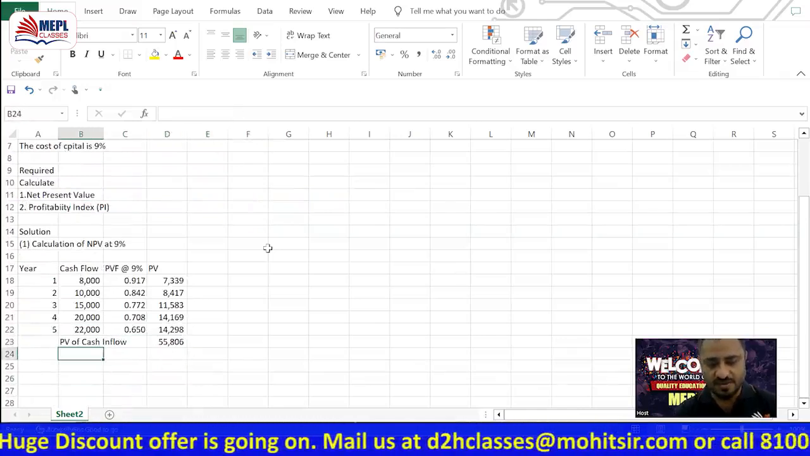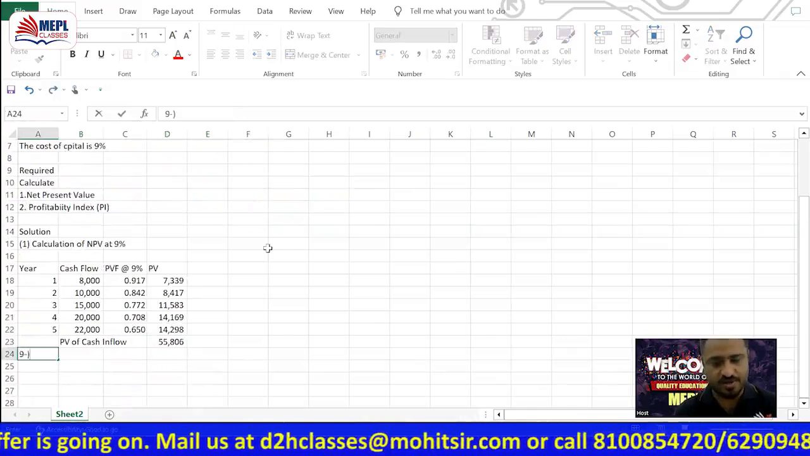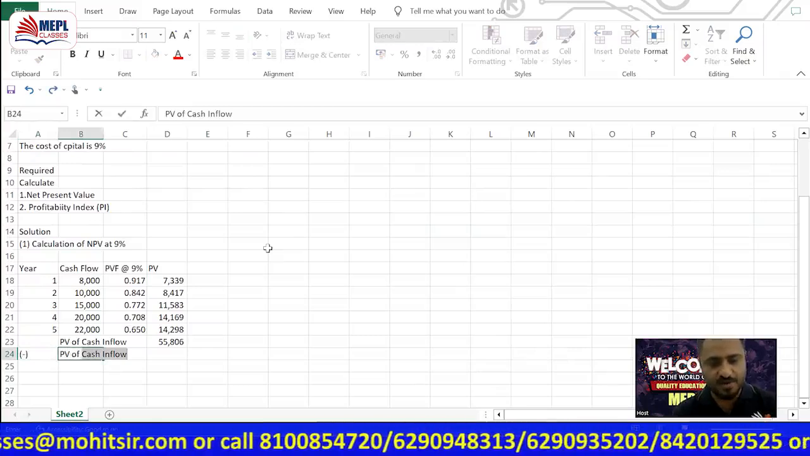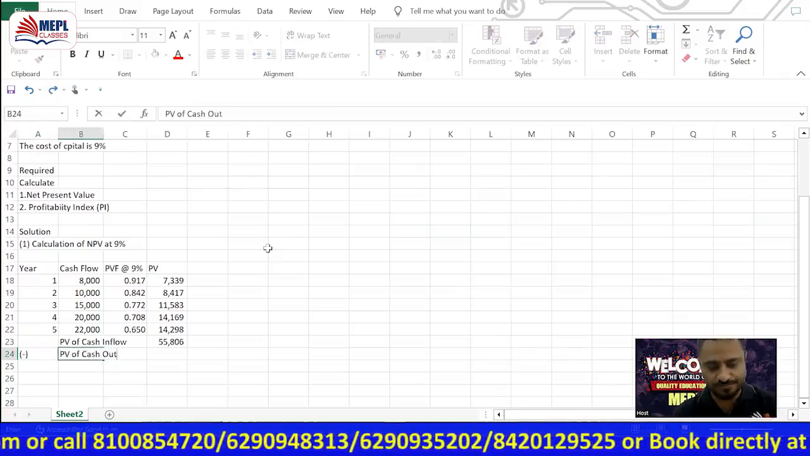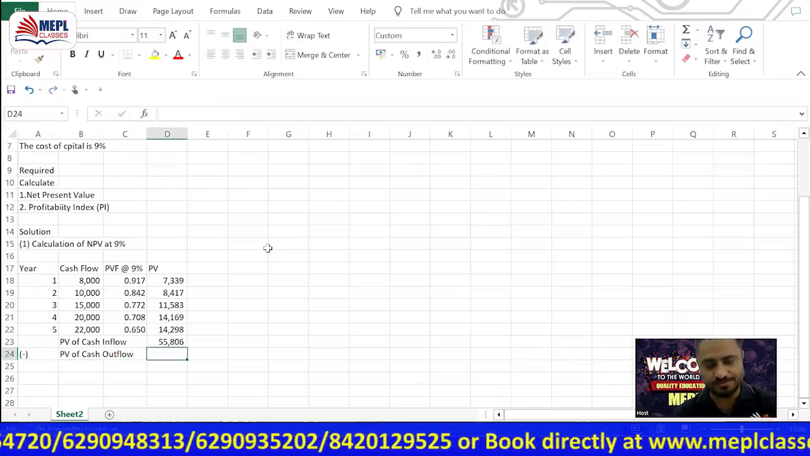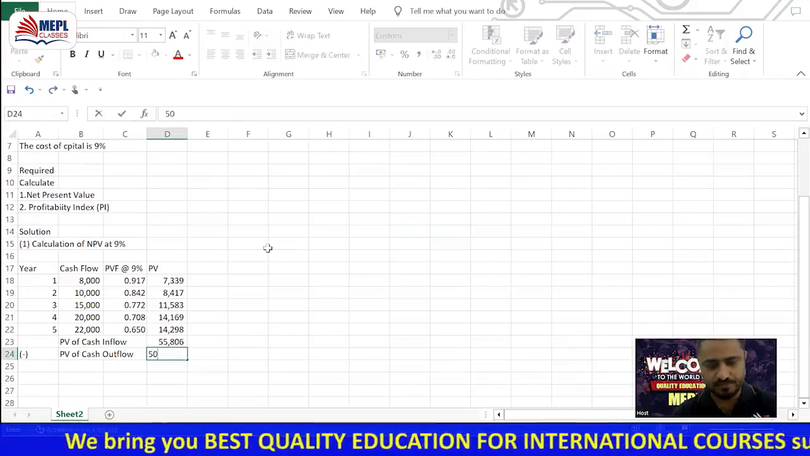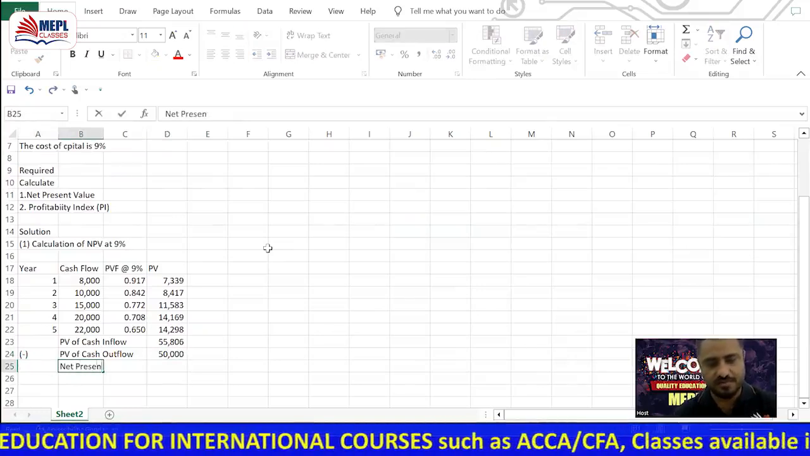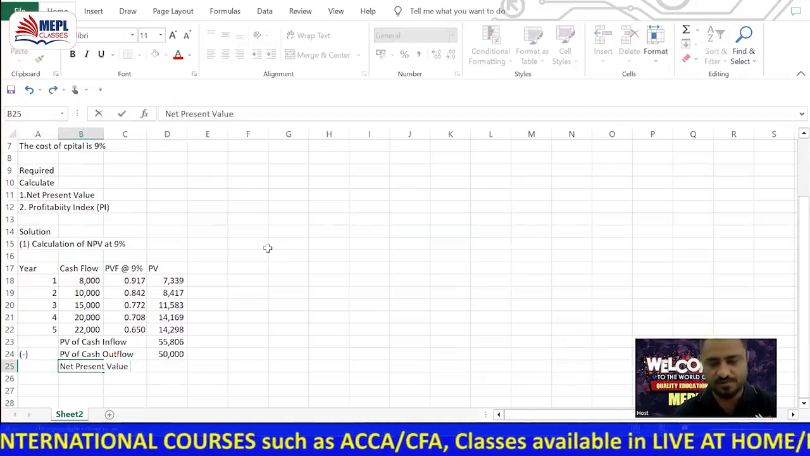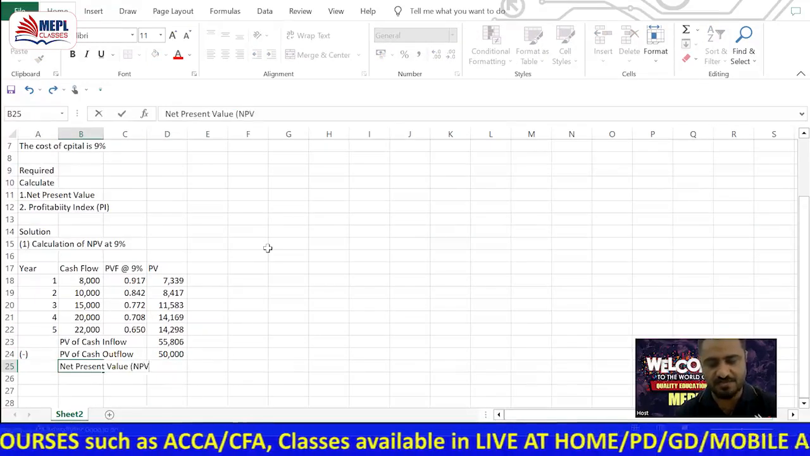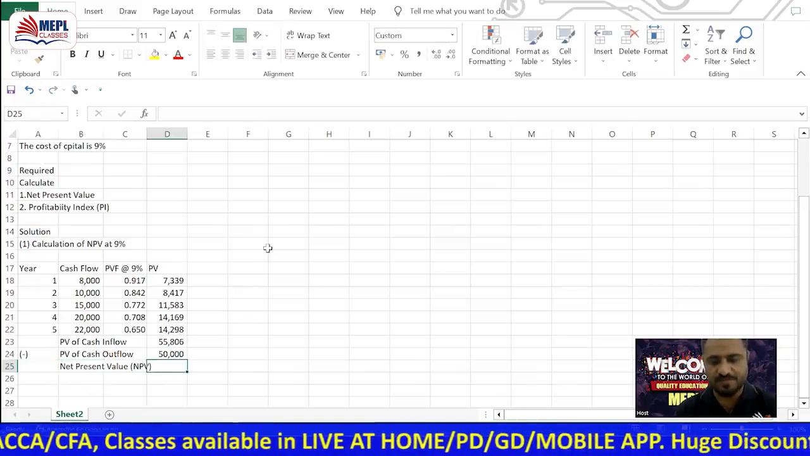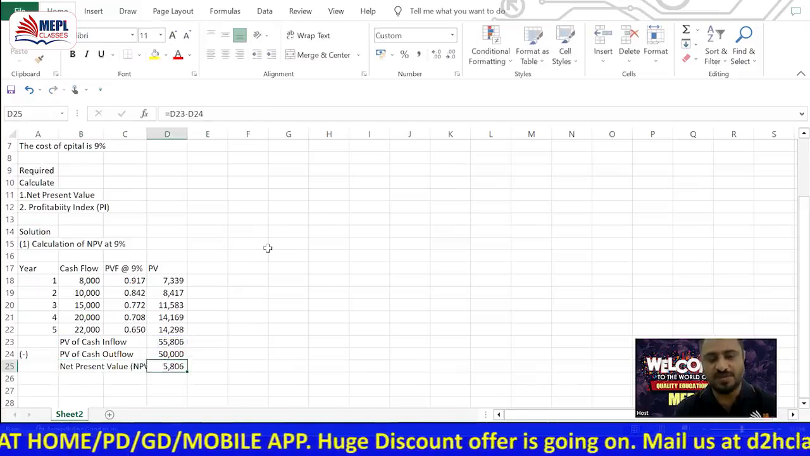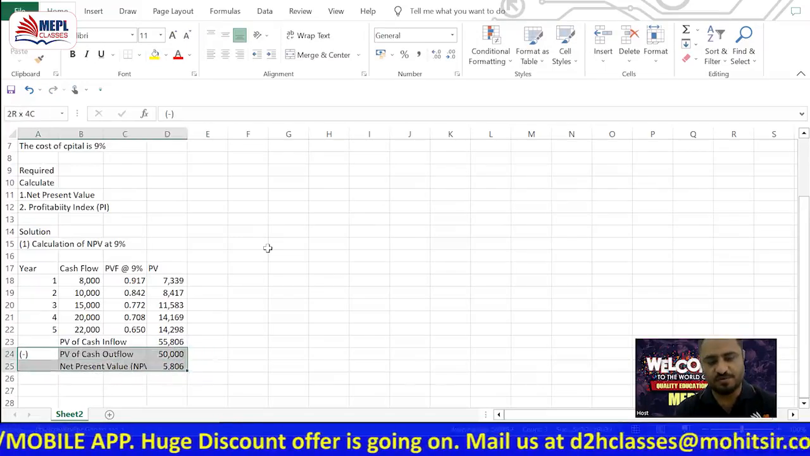So here, if you subtract or deduct the present value of cash outflow, outflow means money going out, you will get the net present value. We call it an NPV. So NPV is nothing but the net of the present value of inflow and the present value of outflow.